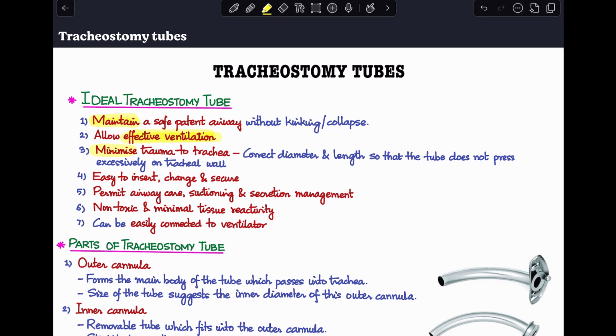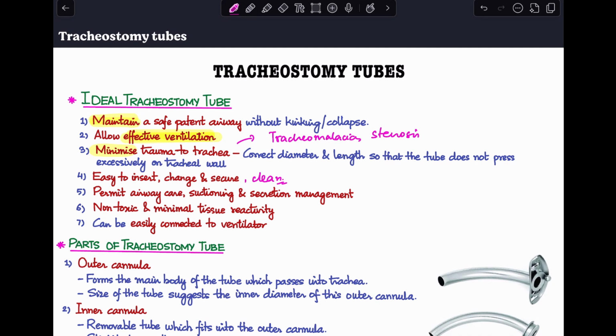If you do not use the correct diameter and length of the tube for the particular patient, then the tube may end up pressing excessively on the tracheal wall, and this can lead to multiple complications like tracheomalacia, tracheal stenosis, etc., and even the development of tracheoesophageal fistula. So, our tracheostomy tube should be of the right size so that it does not cause damage to the tracheal wall. Next, it should be easy to insert, change, secure, and even clean.